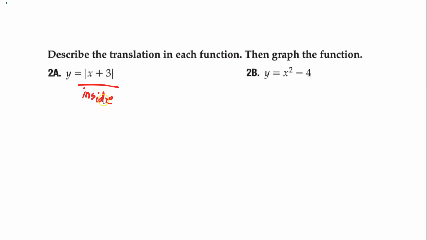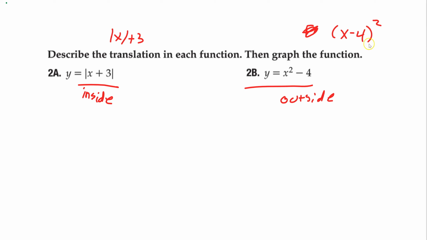Right, that's inside the function. Where if it was like this, that would be outside the function. On this one, that's outside the x squared, so it's outside. An inside version would be something like this. That would be on the inside. Notice how it's inside the parentheses. So wherever there's parentheses, if it's inside the parentheses, inside, outside, outside.